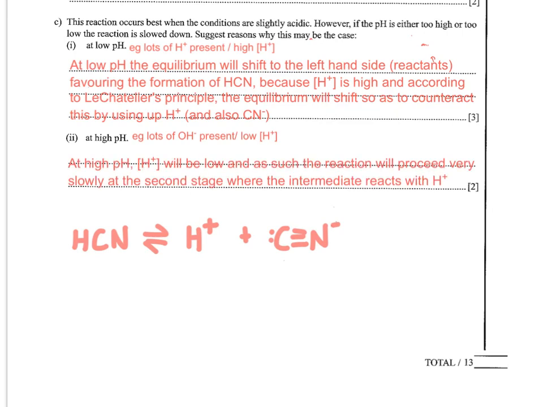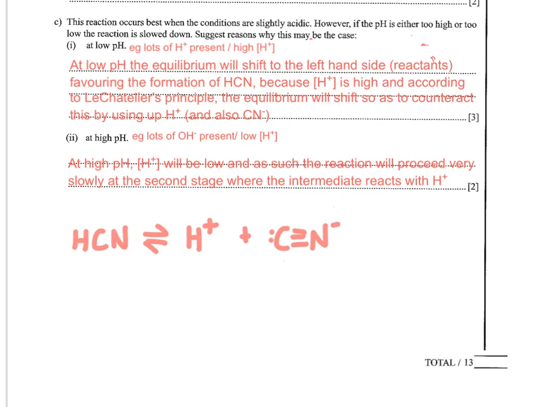So at high pH values, the concentration of H plus will be low, and therefore the reaction will proceed very slowly at the second stage. So I'm talking here about where the intermediate interacts with H plus to form the hydroxy group. So that will actually slow things down for that reason.